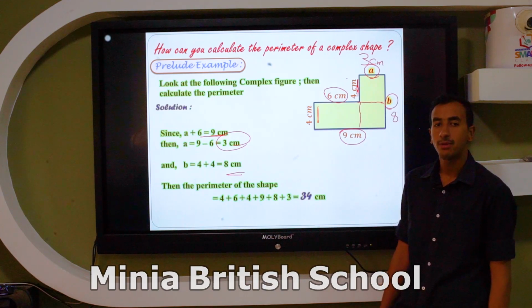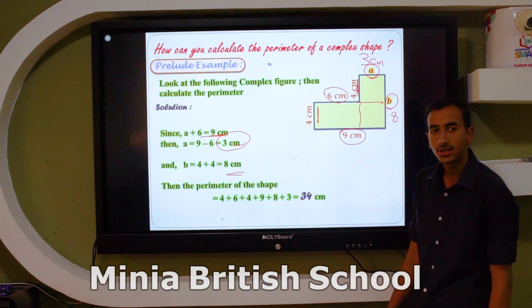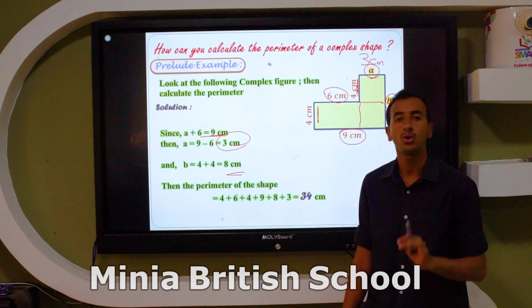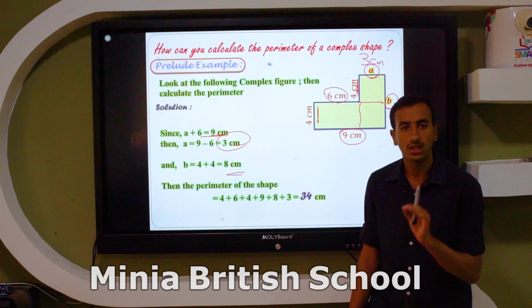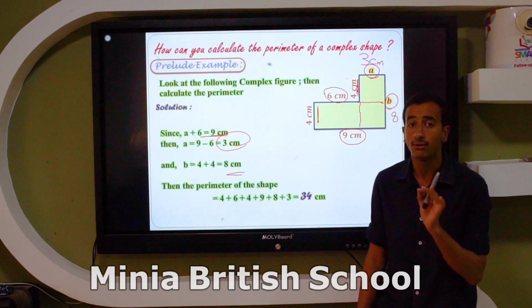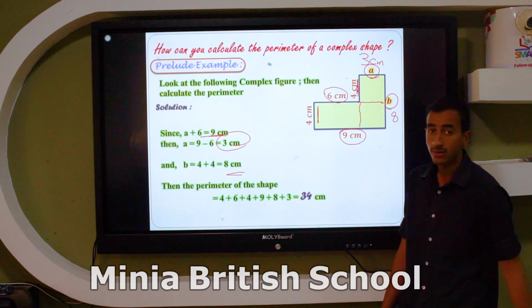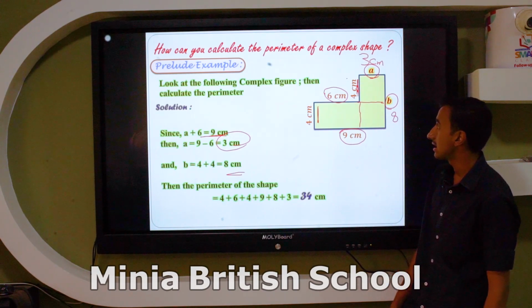Here I need to find the perimeter of this odd shape. The perimeter of any shape, any 2D shape, is the sum of all side lengths. Let's see together how you can find the sum of all side lengths here.